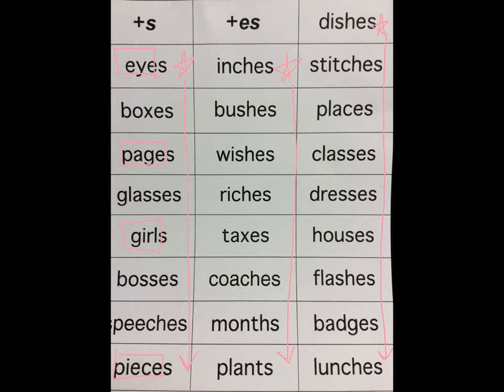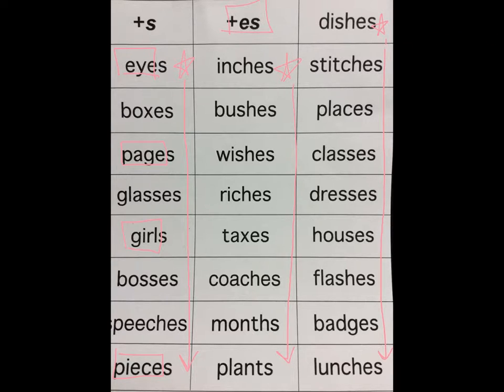Now there are some rules when you're adding es. Now first of all, adding es onto a word, you're not going to add es onto a base word that already ends with an E. You would just add an S because that would look funny. Like if I spelled the word pages, it already ends with an E. I'm not going to add another es. That looks a little funny.